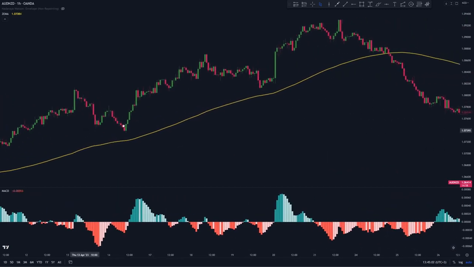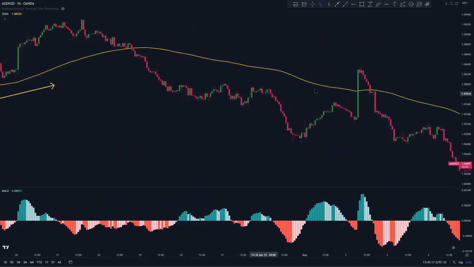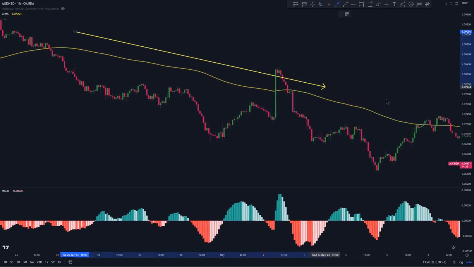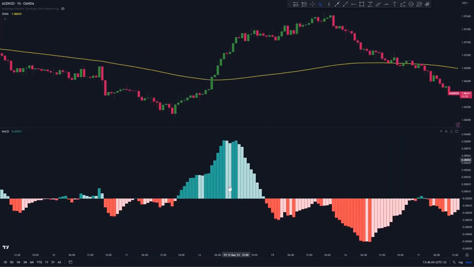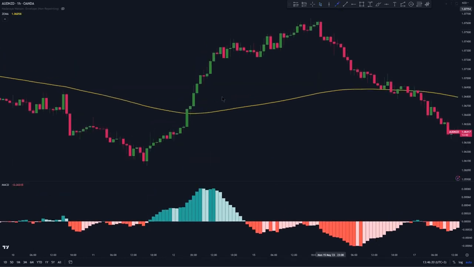We're going to be using the Zero Lag EMA to identify long-term trends in the market. When the price is trading above it, that is a bullish trend. And when the price is trading below it, that is a bearish trend. The MACD, being a trend-following momentum indicator, is going to be used to ensure that we're only trading in the direction of market momentum.